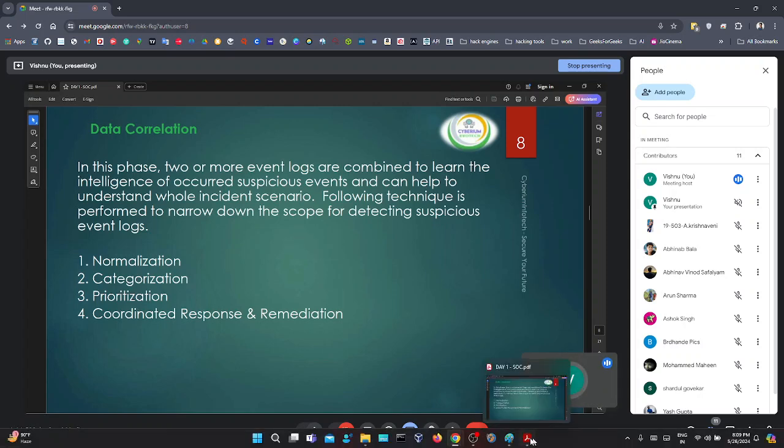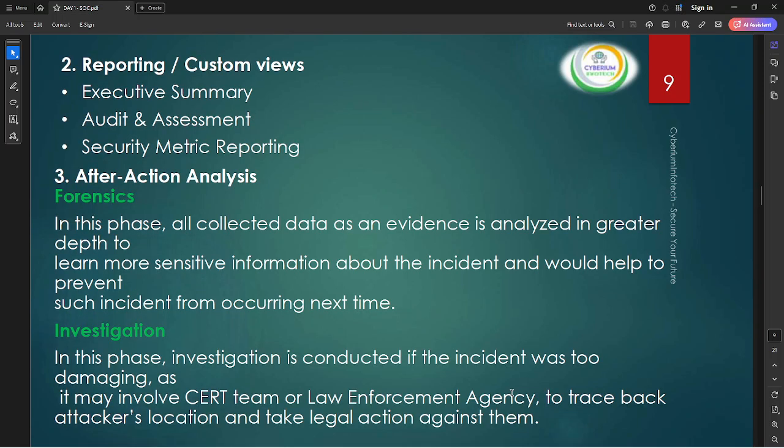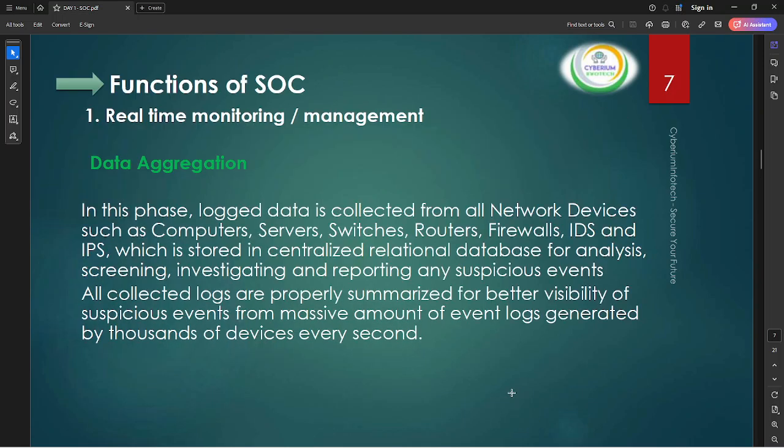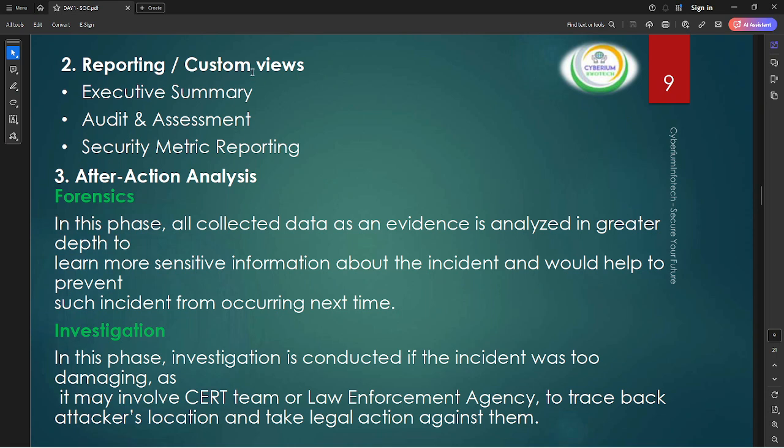After that, if we talk about the functions, the first one is real-time monitoring. After real-time monitoring and management, there is reporting and custom use. First one is the executive summary, which is a brief description of our findings and what actions have been taken during the incident. It includes all the details like what kind of tools, tactics and strategy were used, and what people were involved. C-level people will work on this.